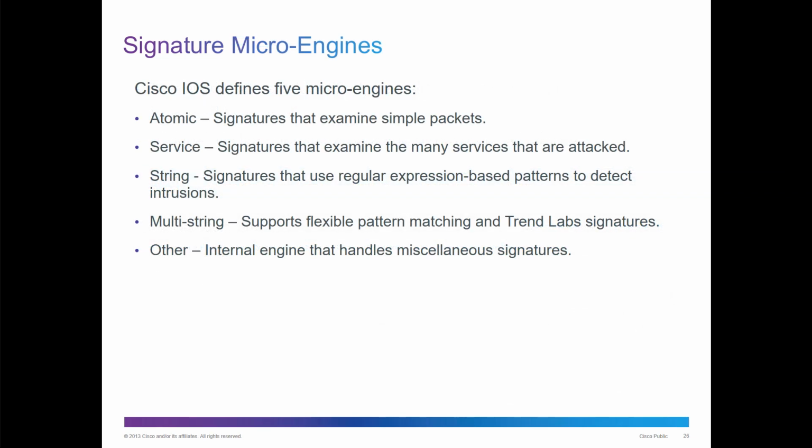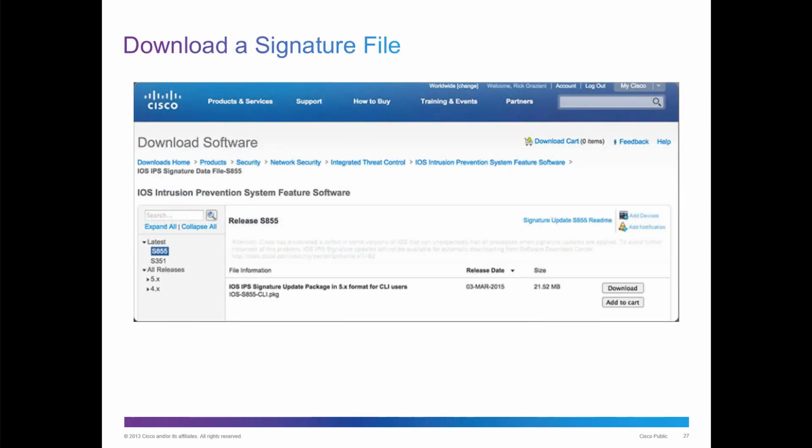We have what's called a micro engine, and Cisco IOS defines 5 micro engines: the atomic, the service, the string, multi-string, and other. The atomic is the signature that examines a single packet. Service examines many services. String uses regular expression-based patterns. Multi-string is the flexible pattern matching. And other is more of an internal engine that handles miscellaneous signatures. Again, we download them from Cisco's site.